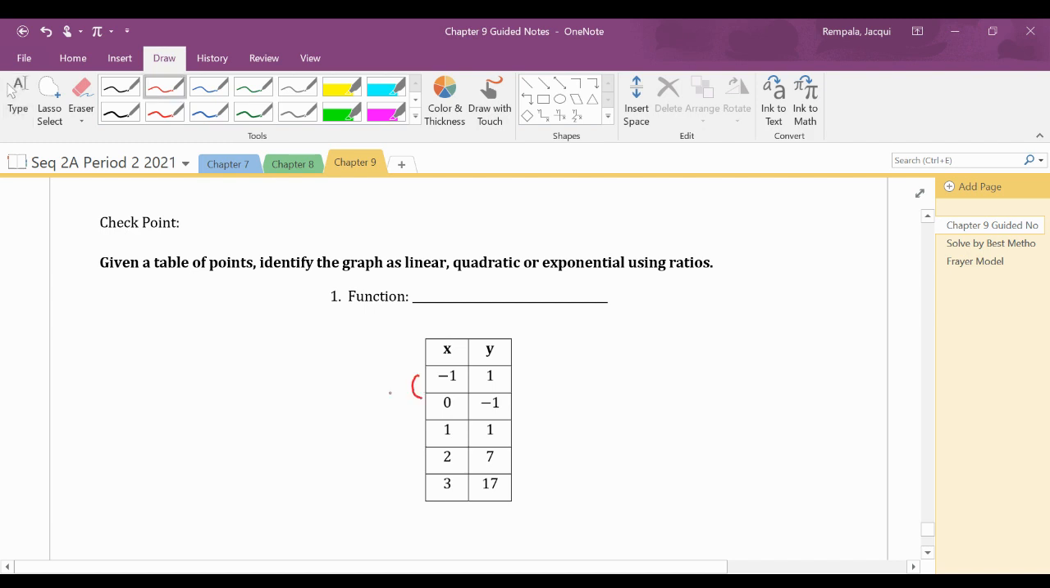Notice that here I would add 1 to get from negative 1 to 0. Then I would add 1 to go from 0 to 1. Add 1 to go from 1 to 2. Add 1 to go from 2 to 3. So we do have that constant rate, which I need for my x values.